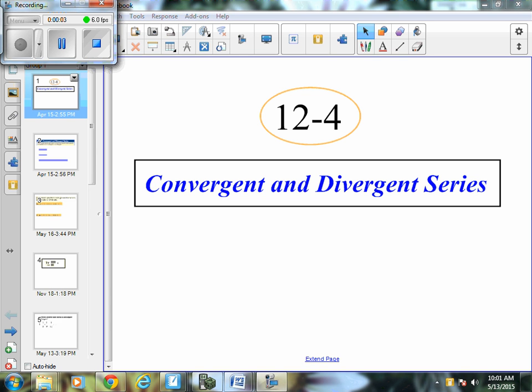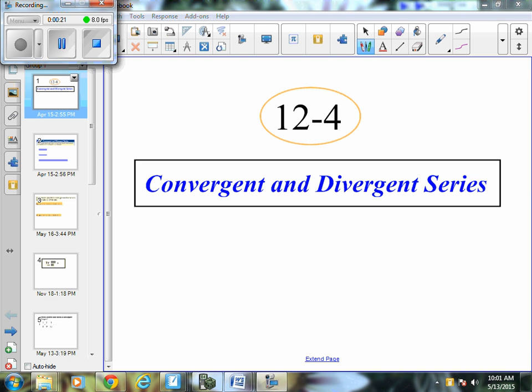Okay, everybody, we're going to go ahead and continue our look at sequences and series and talk about what types of things can happen. We were looking at that yesterday in 12.3, but now we're going to put a more specific name onto the different types of series that you can have depending on what the terms do. They're called convergent and divergent.